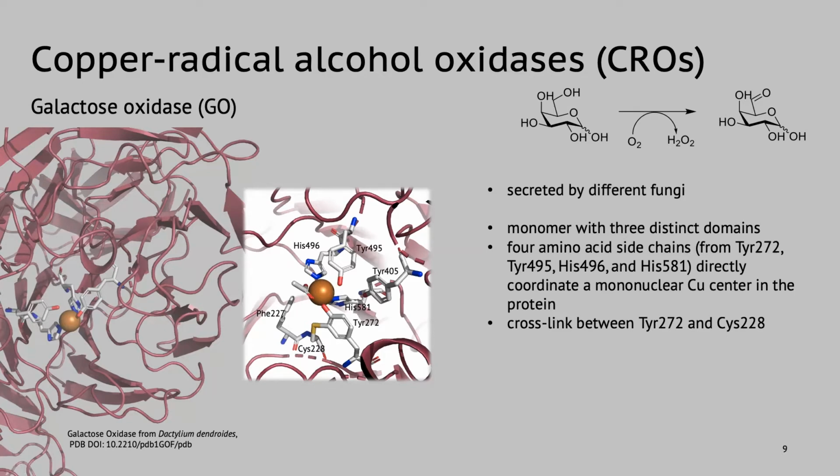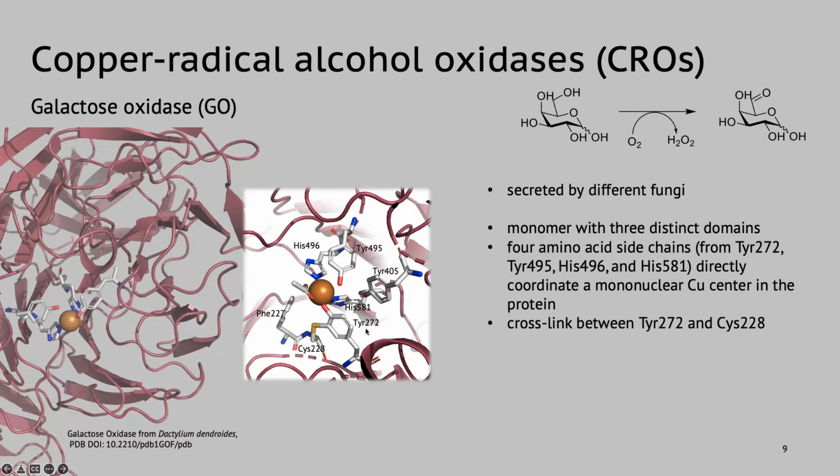The structure of galactose oxidase corresponds to a monomer composed of three distinct domains. The N-terminal domain contains a carbohydrate binding module used to recognize the substrate, and the central domain that you see here contains the active site with the copper ion. The copper ion interacts with four residues, two tyrosines and two histidines. A unique and typical feature of this galactose oxidase is the presence of a crosslink that you can see here between a cysteine and this tyrosine 272.